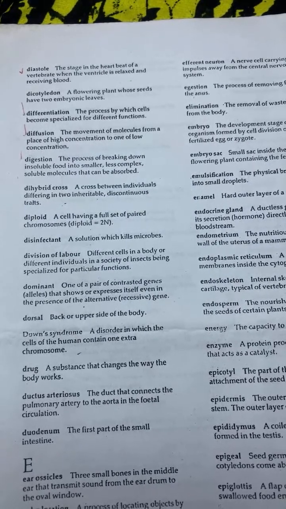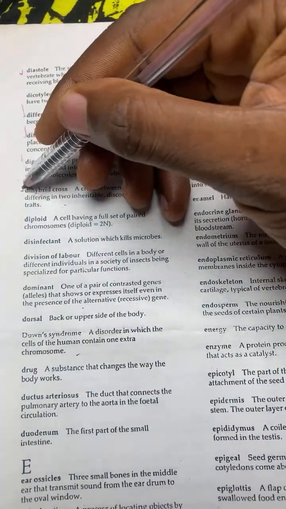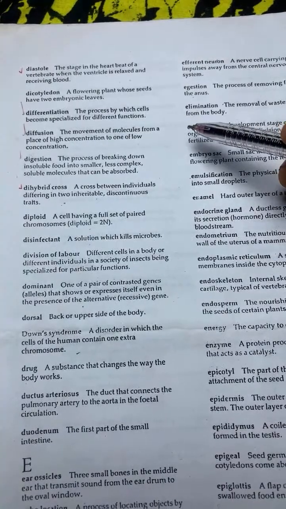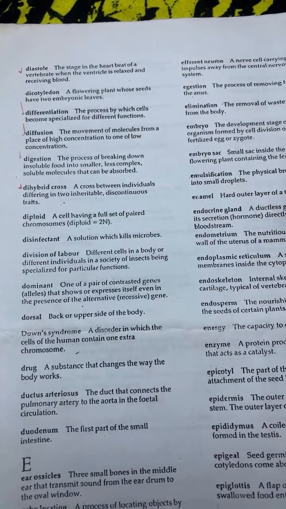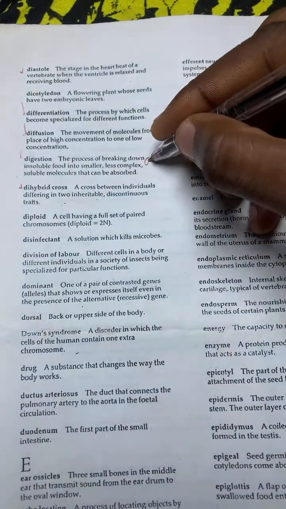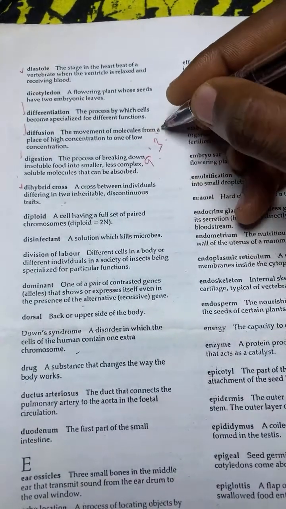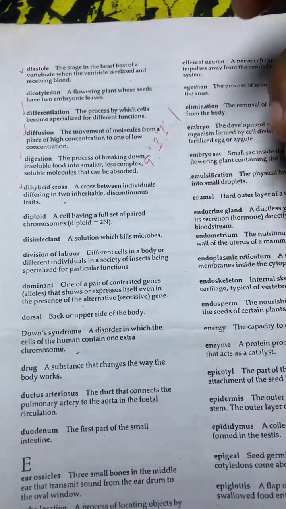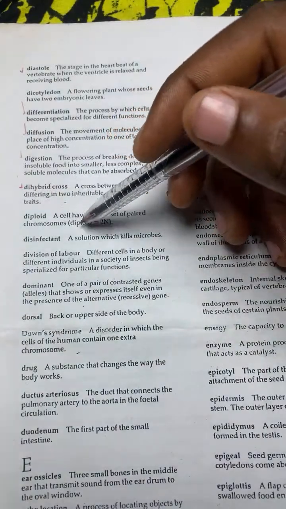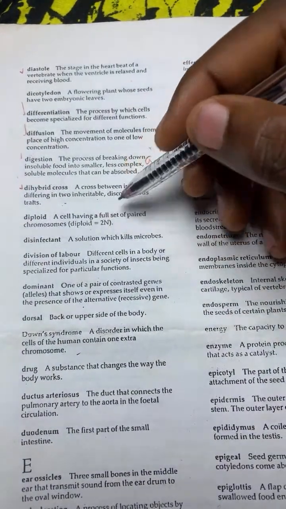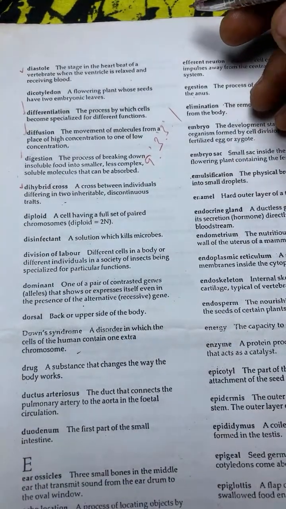And then if you move to the dihybrid cross, a cross between individuals differing in two inheritable discontinuous traits. I've explained the dihybrid cross here, and I told you that in the dihybrid, the phenotypic ratio is 9:3:3:1. That's the ratio of what? Of a dihybrid cross. Now we have diploid, a cell having full set of paired chromosomes, which is what? Diploid is equal to 2n.